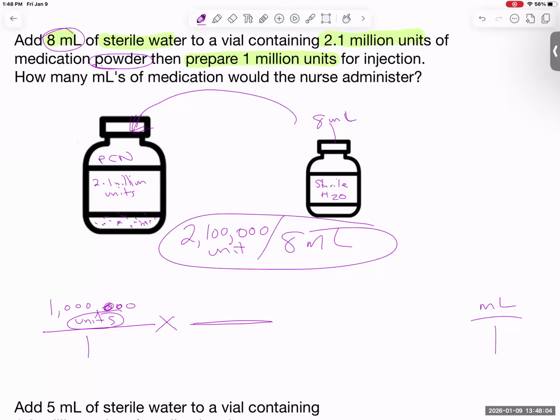8 mLs over 2.1 million units. Yeah, if I'm doing all that work mixing the pharmacist meds, I'm using it in my equation. If I just mix it, I'm going to put it in my problem. So I made a concentration that I can use. So for every 8 milliliters that's in this vial that I put in, I'm going to create 2.1 million units of medicine.